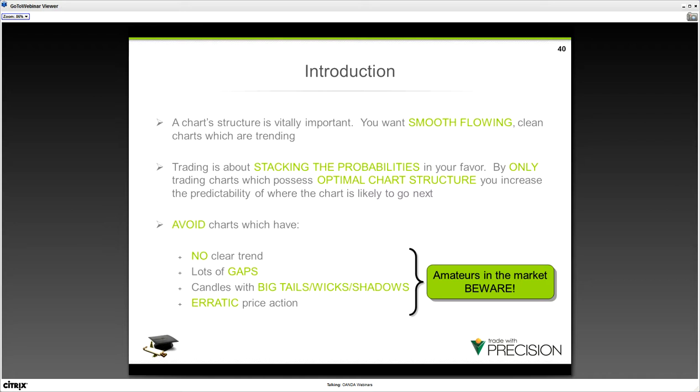So as we've talked about before, trading is about getting the probabilities stacked just slightly in our favor, right? And by trading only optimal chart structures that are trending nicely, you increase the reliability and the predictability of where price is likely to go next. And so this is the goal of what we're trying to accomplish here.